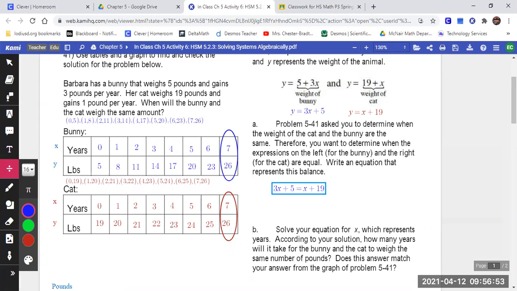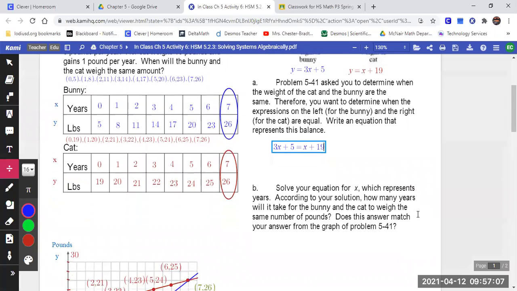That is all that question's asking. What equation would show their balance? In other words, how would we be able to go solving? Well, we'd set them equal to each other, because the point of intersection is when they're equal.